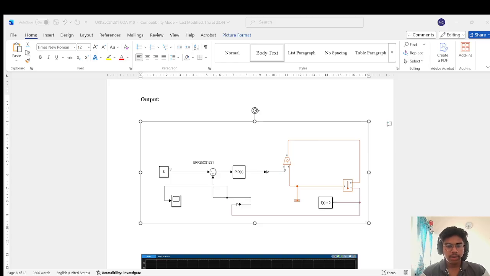The PID controller is used to process the error using proportional, integral, and derivative actions, which react to the current error, past error, and future error. The output is the control signal sent to the system.